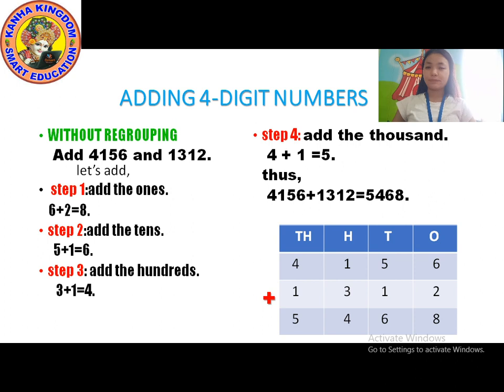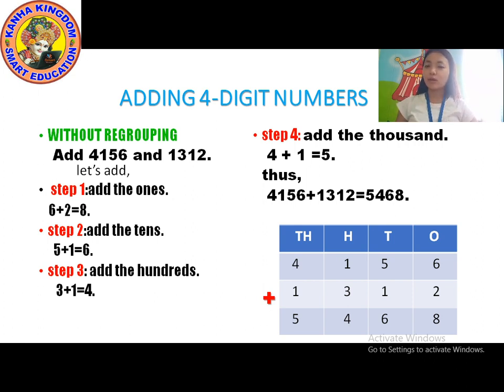Okay, let's add 4156 and 1312. These two numbers are 4 digits, right? So we will add these two numbers. Okay, step 1. Step 1 is add the ones.